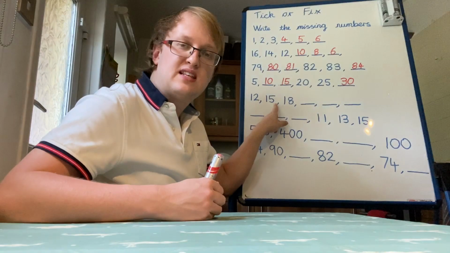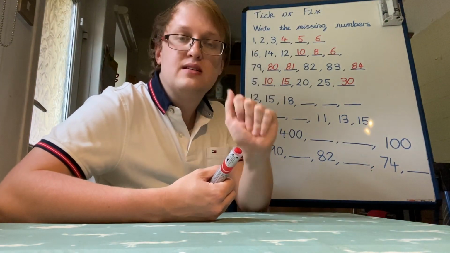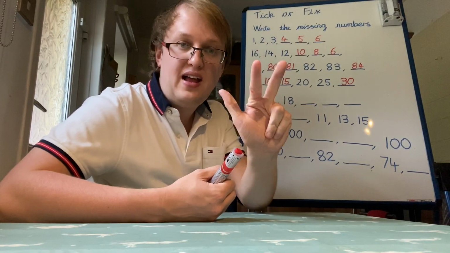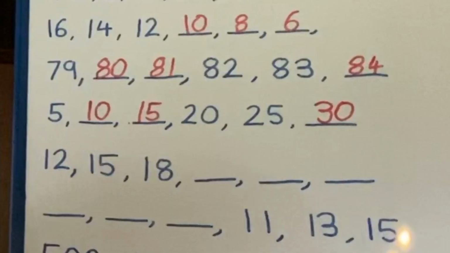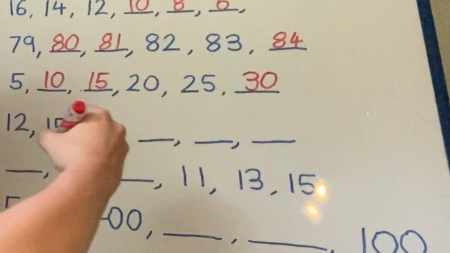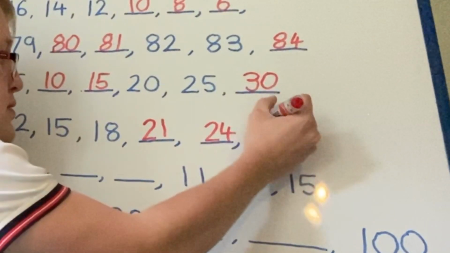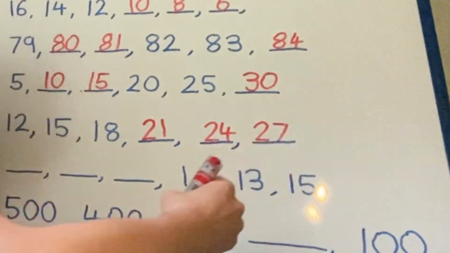Let's see if that's the same amount of spaces to get from 15 to 18. So start with 15, 16, 17, 18. Yeah, so it looks like we are counting in 3s here. So 12, 15, 18. Next would be 21, then 24, and 27.